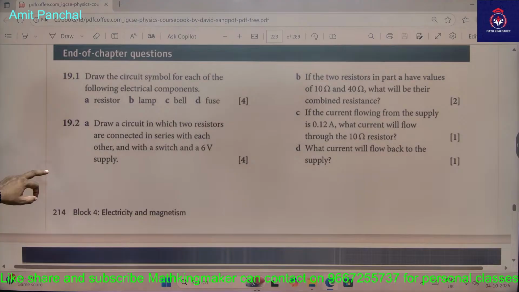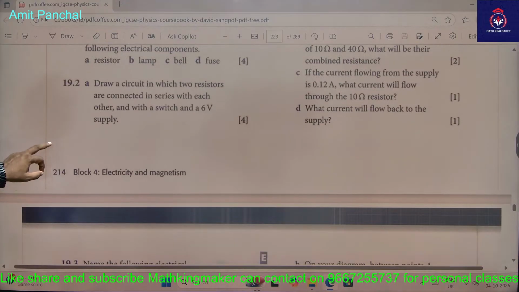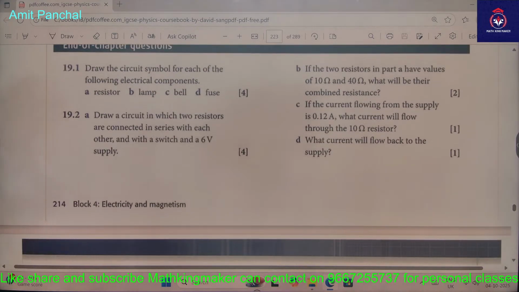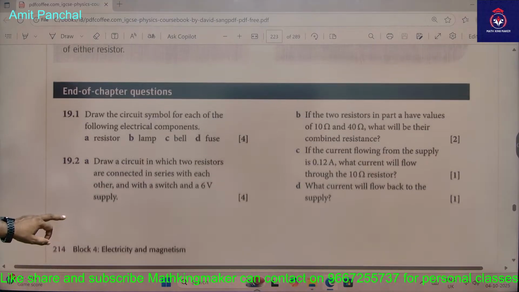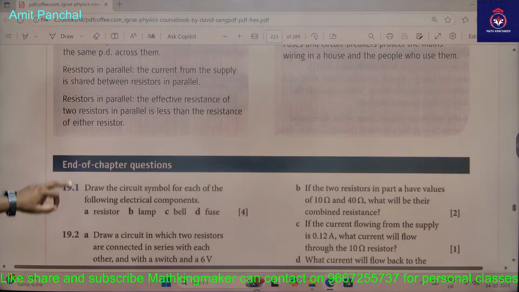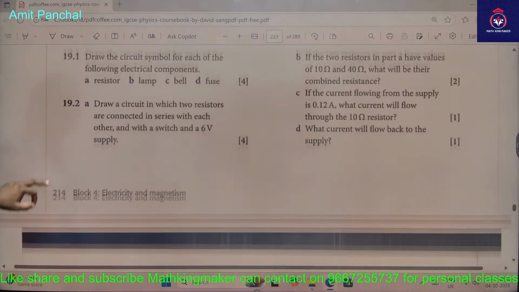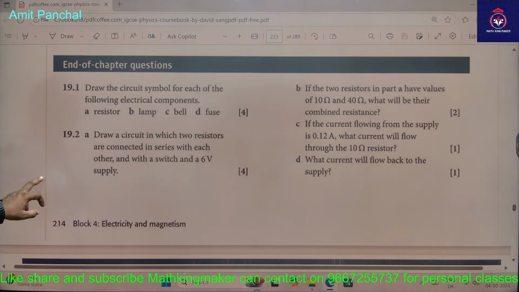Okay, should we try some questions? Yes. Yeah, this one, 19.2. Draw a circuit in which two resistors are connected in series with each other and with a switch.